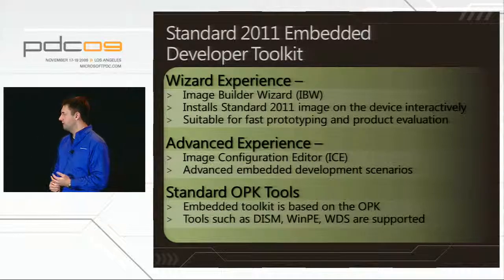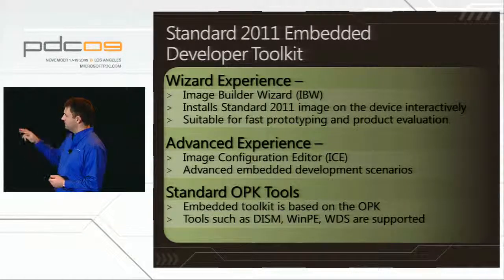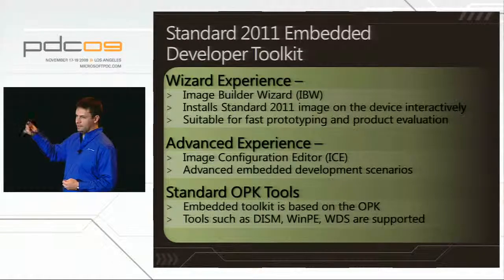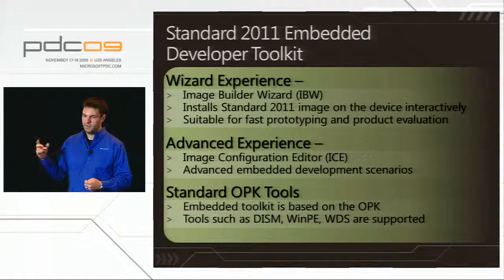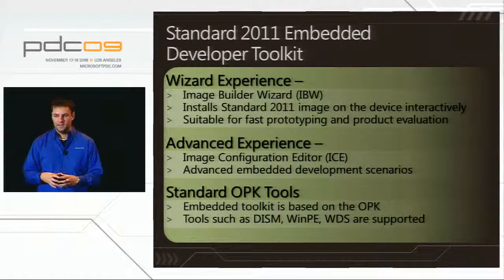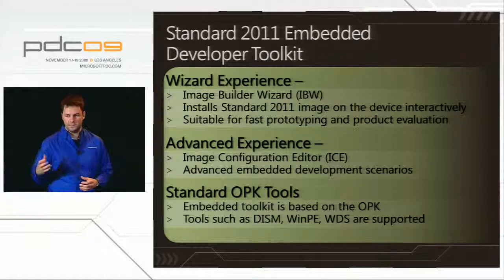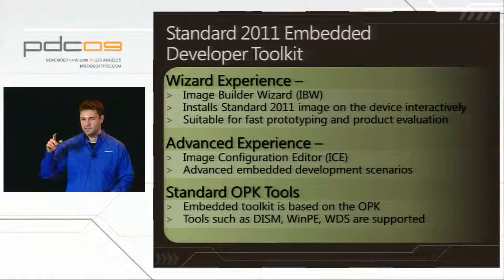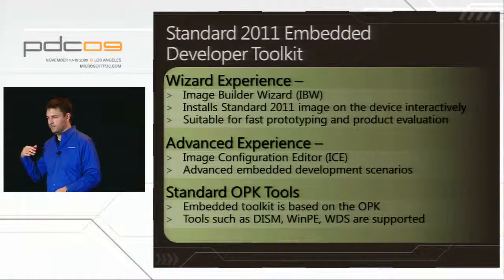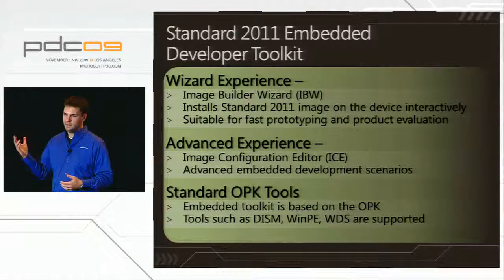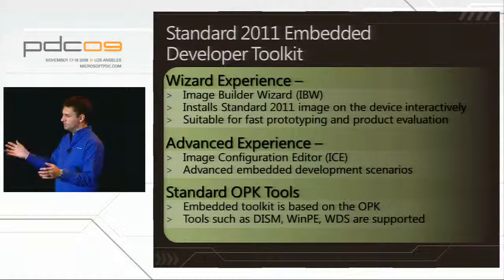So the toolkit is divided up into two main experiences. We have the wizard experience, which is called Image Builder Wizard, or IBW, and that is based on Windows setup. So essentially, you pop in a DVD which contains IBW, and that's just like Windows setup. Pop it in, it boots up. You select the options that you want for your image, like the feature packages like Internet Explorer and things like that. It'll detect the devices on your hardware, and you'll just install.